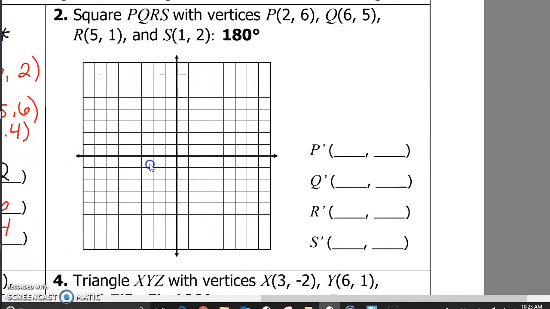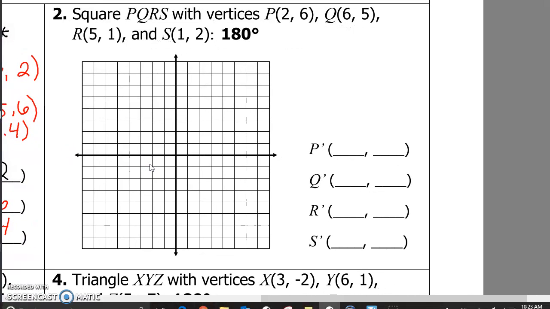So number 2, we've got a square, PQRS. So we've got 2, 6, 6, 5, 5, 1, and 1, 2. And this is going to rotate 180 degrees.